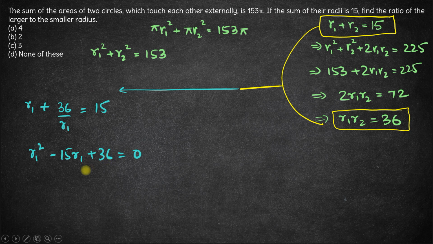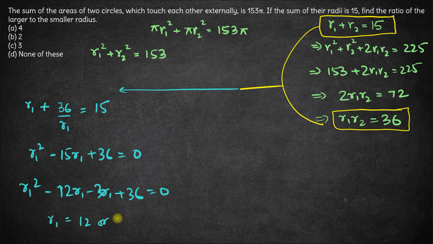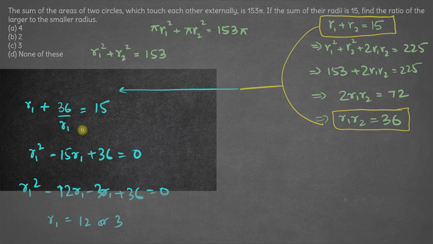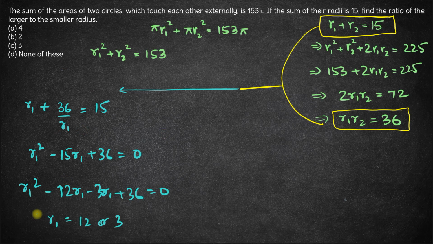So now effectively we have to do the same thing. Think of two numbers whose sum is minus 15 and the product is 36. So this will be r1 square minus 12 r1 minus 3 r1 plus 36 is 0. Or you can use the formula method. So from here r1 comes out to be either 12 or 3. So if r1 is 12, in that case r2 must be 3, and if r1 is 3, in that case r2 must be 12.